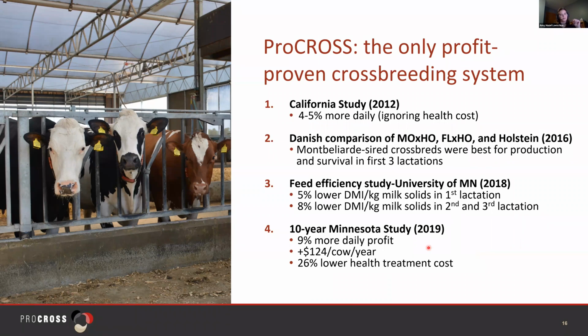So if you multiply that out across these large herds, we're talking meaningful advantages in profit for these herds who use crossbreeding and who use ProCROSS. A big portion of that was this health treatment cost that we were able to track in this study versus the California study that didn't have it. The ProCROSS had 26% lower health treatment cost in their advanced lactations. So that was huge and one of the major reasons for the overall profit.